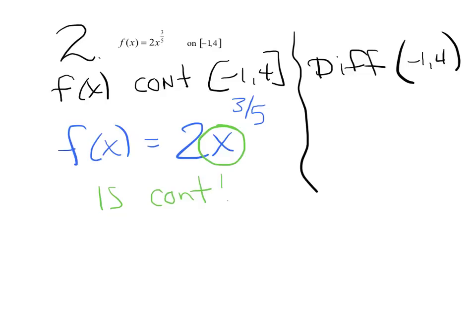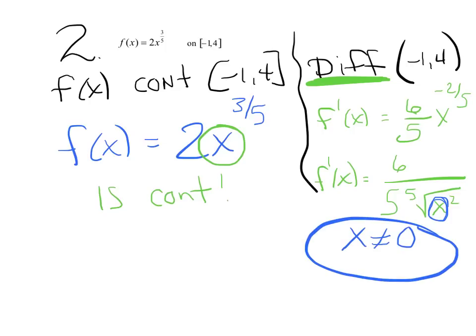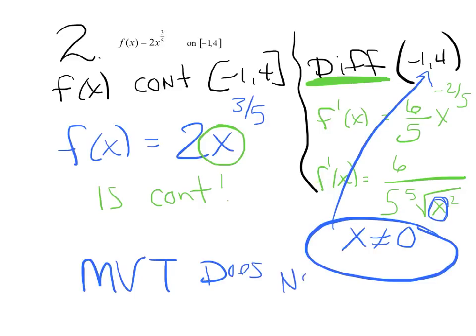All right, now let's try differentiable. Obviously, again, take the derivative for differentiable. So f prime of x equals 6/5 x to the negative 2/5. And I think it's a lot easier if you rewrite it: 6/5, the 5th root of x squared. Now, because you have a fraction, you have a domain restriction. What is the only number that you can't have here? Well, hopefully you're saying x cannot equal 0. Now, does that 0 fall within your open interval? It definitely does. Therefore, the MVT does not apply. If I'm not differentiable on that open interval, which I'm not at 0, the mean value theorem doesn't apply.